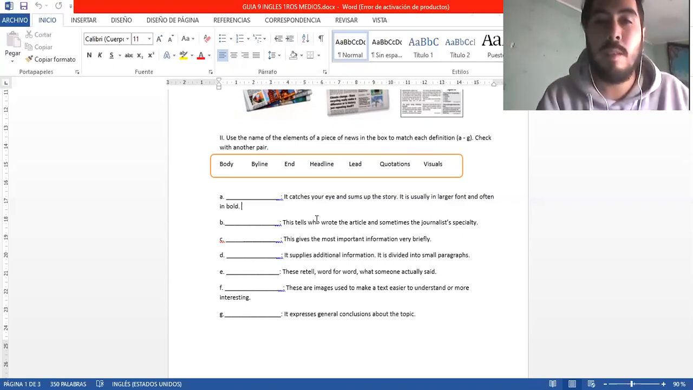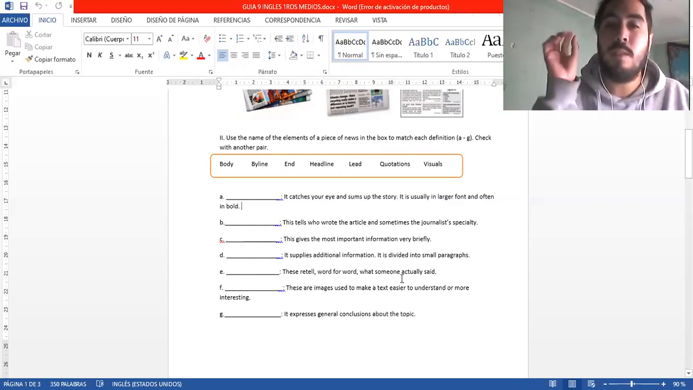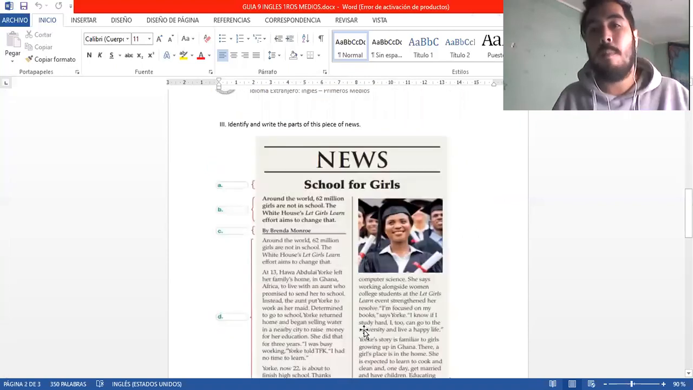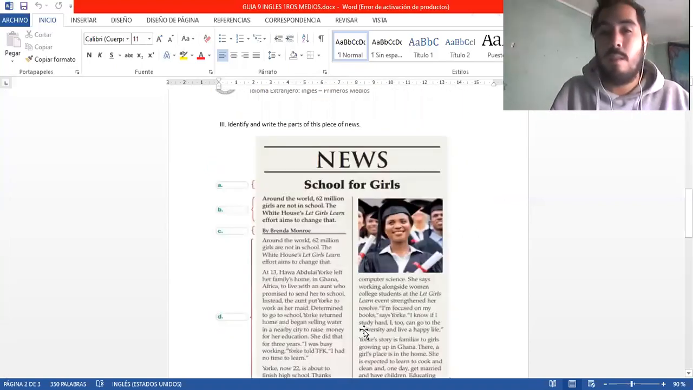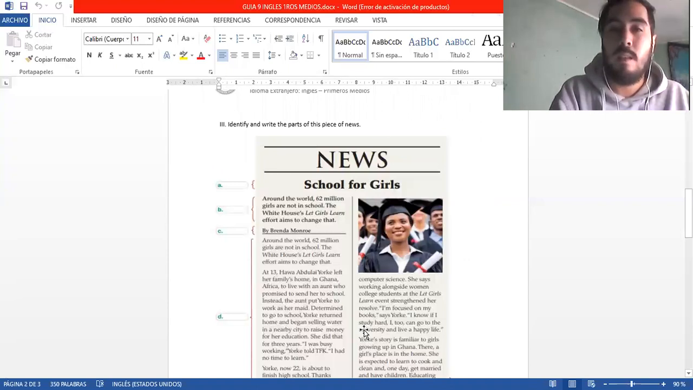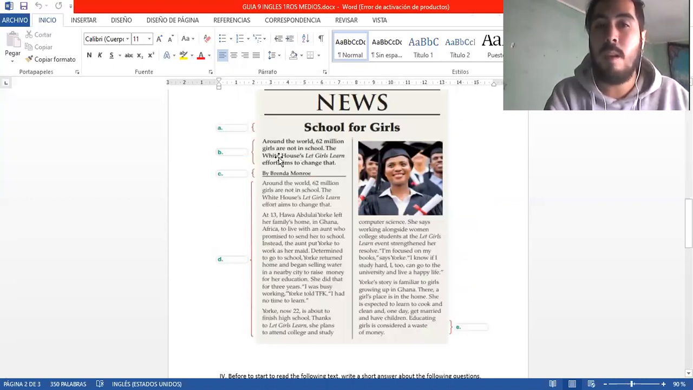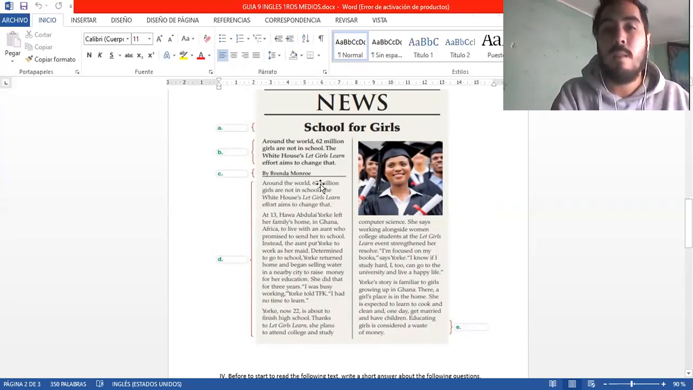For instance, like I said before, you have to choose this word and write it in the correct form according to the definition in this part. Next one, you have to identify and write the part of this piece of news. The news is: School for girls around the world. 62 million girls are not in school. The White House Let Girls Learn effort aims to change that. And a text by Brenda Monroe.